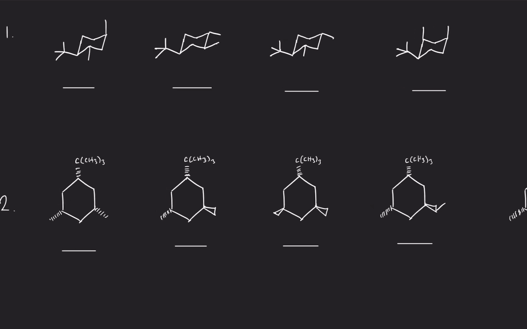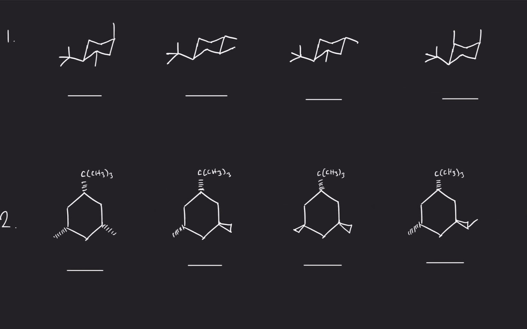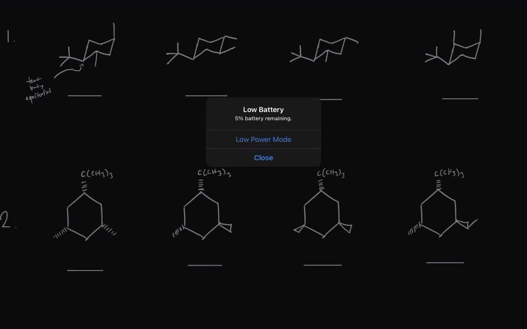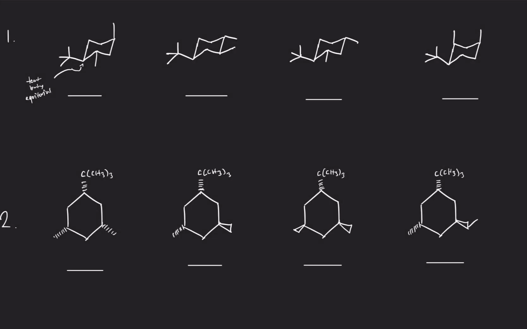So in this first molecule, actually all these molecules, we have a tertiary butyl on an equatorial position. Right here, we have a tertiary butyl in an equatorial position. And how do I know it's equatorial? If you look at the carbon it's attached to, the vertex is going down, and the tertiary butyl is pointing up. If it was on an axial position, it would match the vertex, but it doesn't, so it's equatorial.